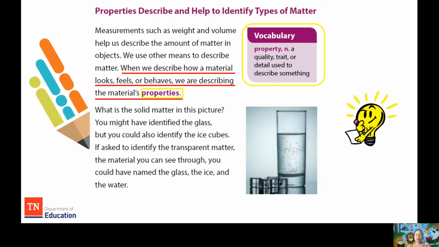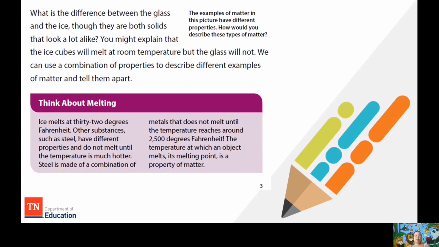But let's think about how else we could describe these objects. What other properties do they have? What is the difference between the glass and the ice, though they are both solids that look a lot alike? You might explain that the ice cubes will melt at room temperature, but the glass will not. We can use a combination of properties to describe different examples of matter and tell them apart.